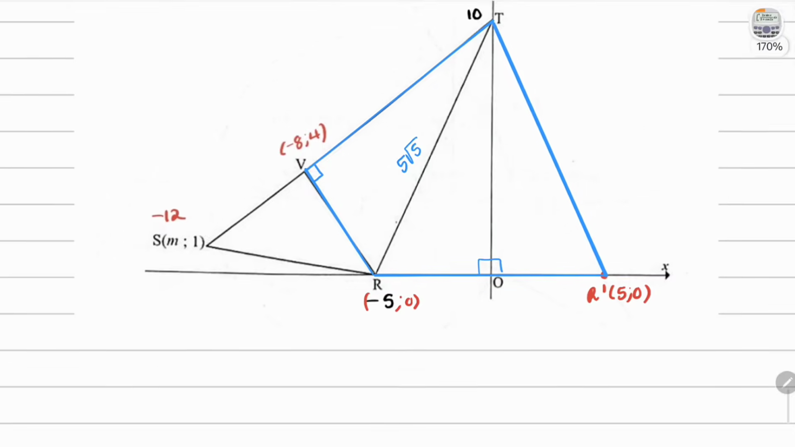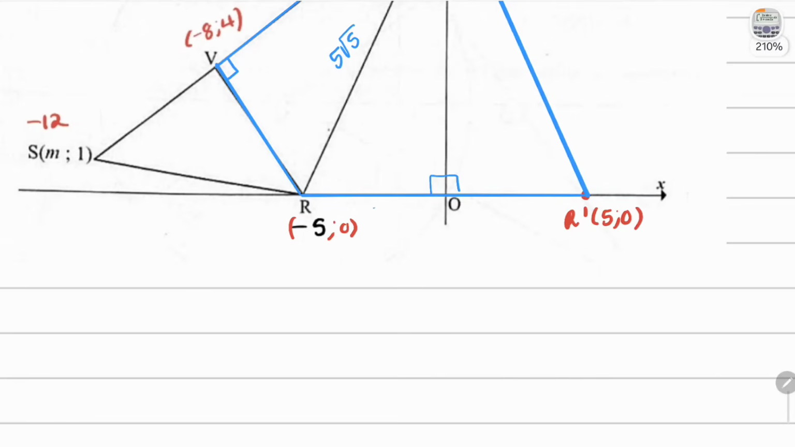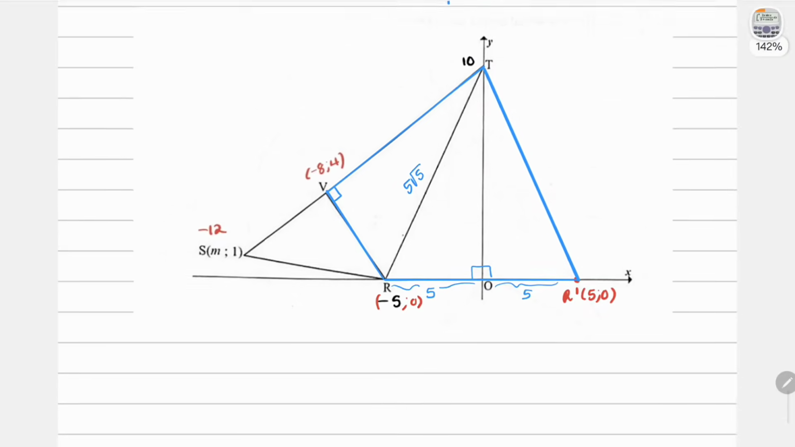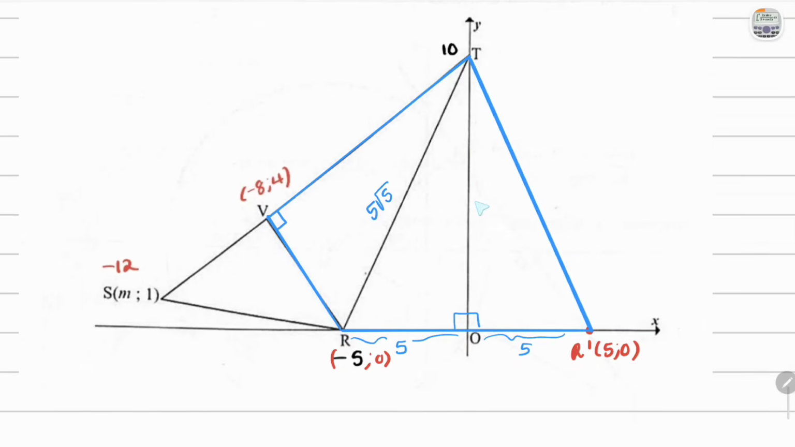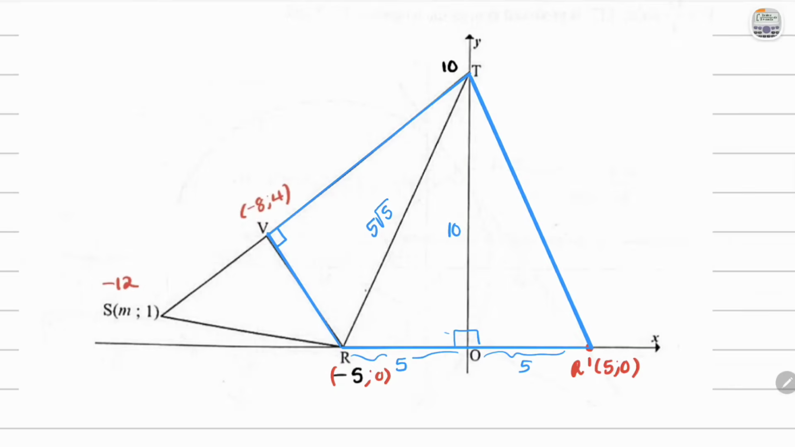And we can see these lengths very easily. This is 5 units and that's 5 units. Both of them are 5 units. What else can we see here? There's another length we can see. OT is exactly 10 units, because it goes from 0 to 10. So from that, you can see that these two triangles are congruent.